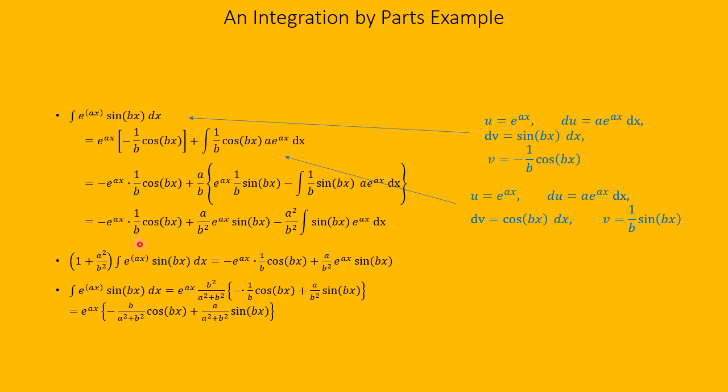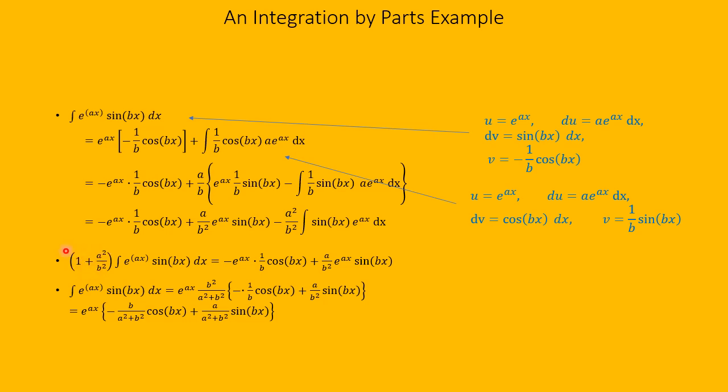So now we're trying to solve for this integral. So let's multiply by the inverse of 1 plus a squared over b squared. First of all, let's combine these two terms into one fraction with a common denominator of b squared. This simplifies to b squared plus a squared over b squared, okay? Which I could also think of as a squared plus b squared over b squared, just changing the order of the two terms in the numerator.